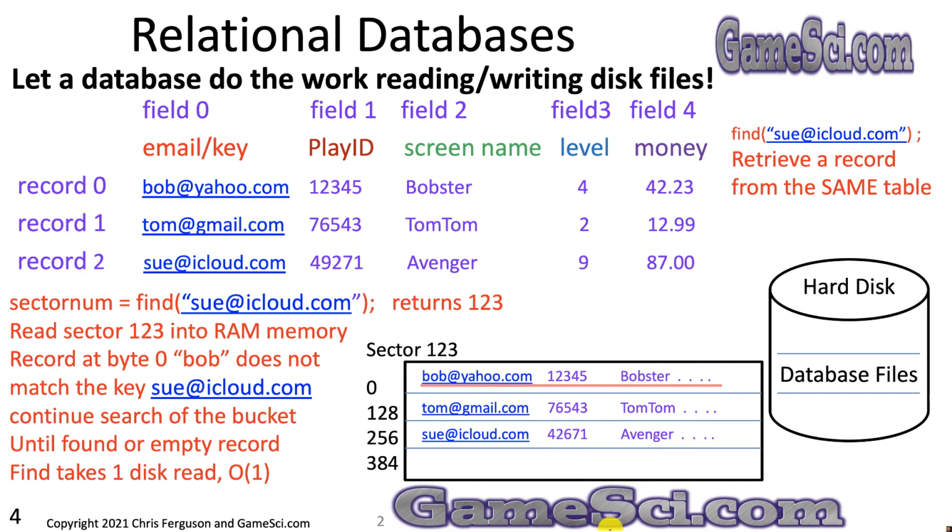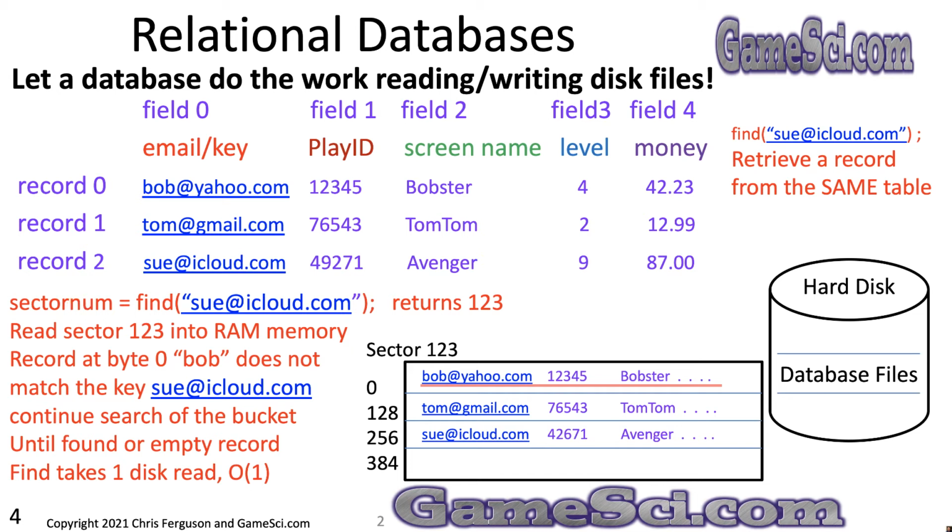Now once I've got my data loaded into my database, what do I do? I need to search and start retrieving the data for the users. Someone has come online and they said, my name is Sue at iCloud.com and I want to log on to the database. So now it's time to find that information stored on the disk drive. We need to retrieve a record from the very same table that we just loaded. So we'll go out to the find operation and say, where should Sue be located? And it returns 123. I expect to find Sue in sector 123 of the database.